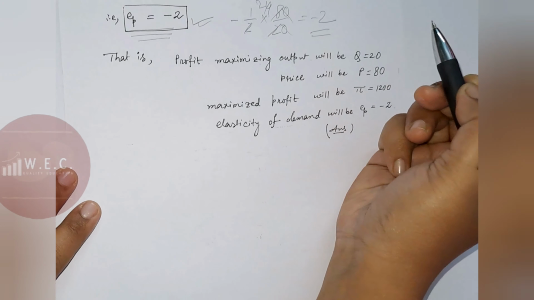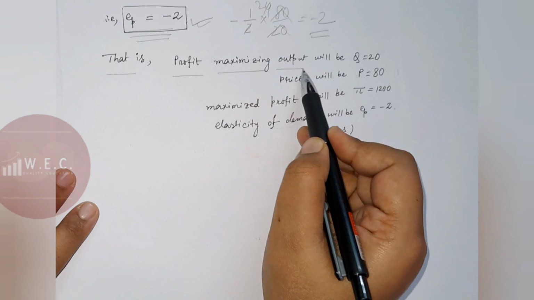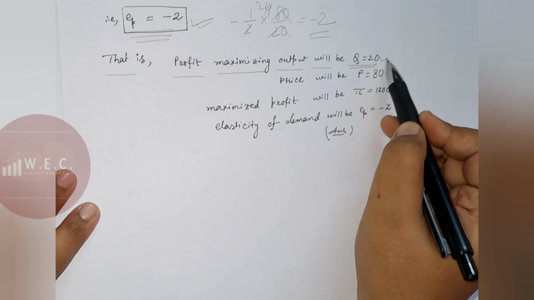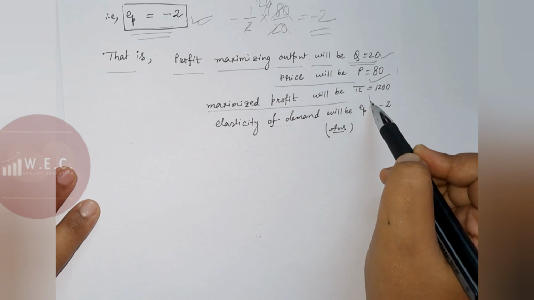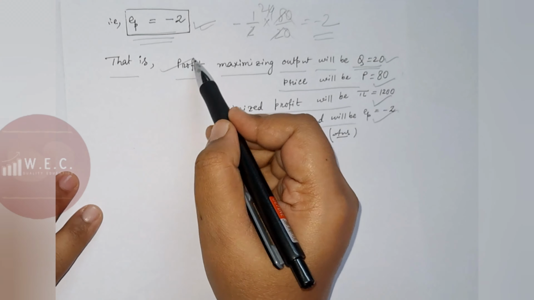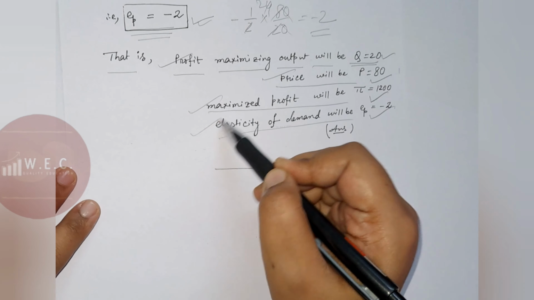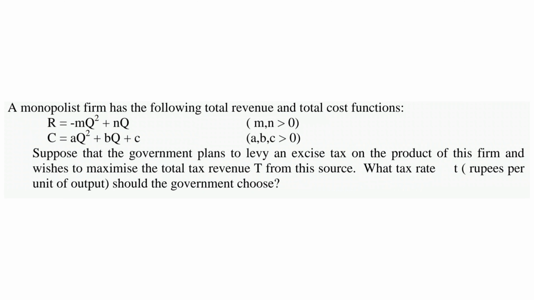So the profit maximizing output is 20, q equals to 20. At this quantity, price is p equals to 80. Maximized profit is pi equals to 1200 and elasticity of demand is minus 2. Read the question thoroughly. In this video, I have solved this question.